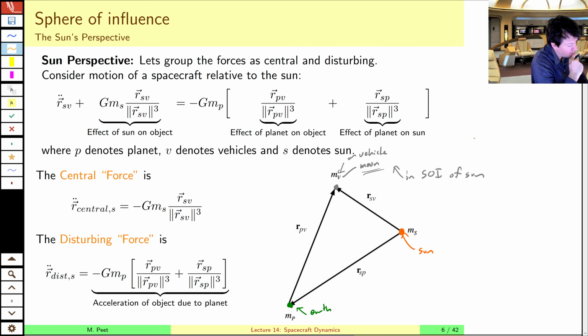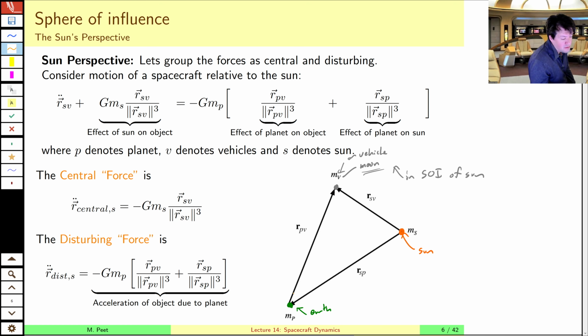So the vectors here are, right, we've got the motion of the planet with respect to the sun, the motion of the sun with respect to the planet, which turns out to be important. There is a barycenter here. It's actually within the radius of the sun, but okay, let's ignore that. And the motion of the vehicle with respect to the sun, and the motion of the vehicle with respect to the planet. So lots of things going on here.